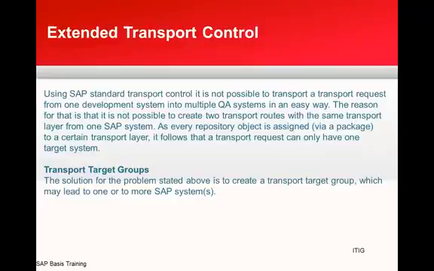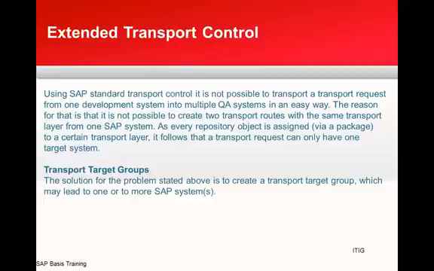Extended transport control. This is another key concept. Basically, you can define your transport movement based on the client. Using the SAP standard transport controller, it is not possible to transport a transport request from one development system into multiple QA systems in an easy way. The reason is that it is not possible to create two transport routes within the same transport layer from one SAP system, as every repository object is assigned to a certain transport layer. It follows that a transport request can only have one target system.